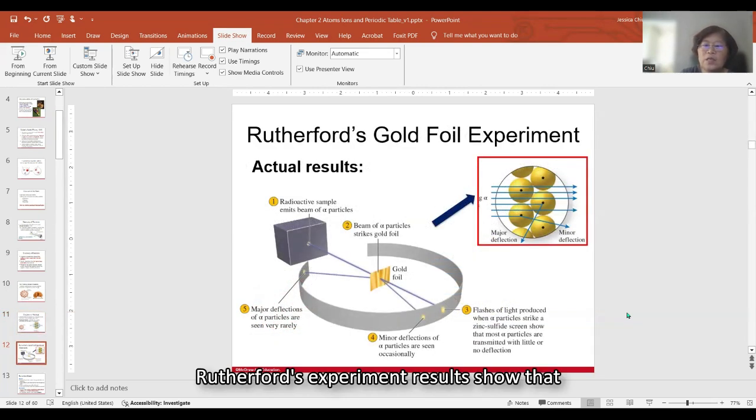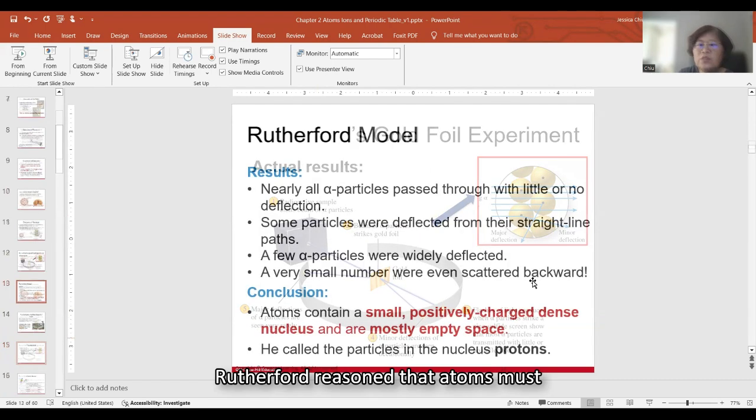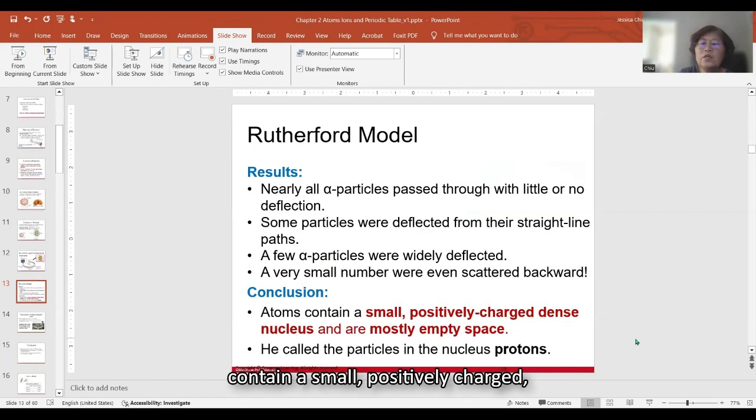Rutherford's experiment results show that most particles passed straight through the foil as if it were not there. Some particles went straight back or were deflected as if they had hit something. Rutherford reasoned that atoms must contain a small, positively charged, dense nucleus and are mostly empty space. He called the particles in the nucleus protons.